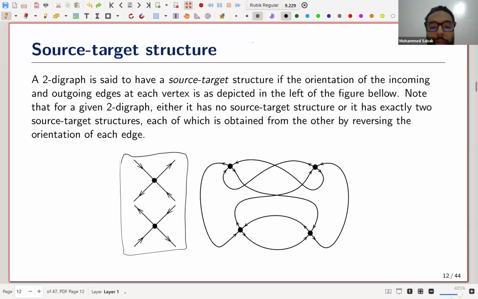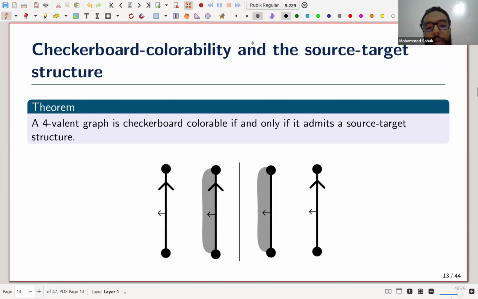So as we can see, at each vertex we have this configuration at the left. So there is an equivalence between the existence of a source target structure and the checkerboard colorability. And we can actually, for each checkerboard coloring, fix a source target structure by this convention here.